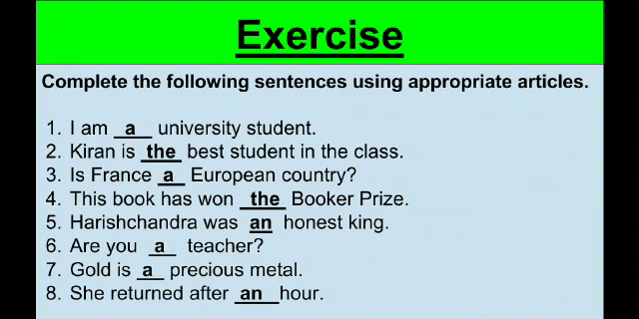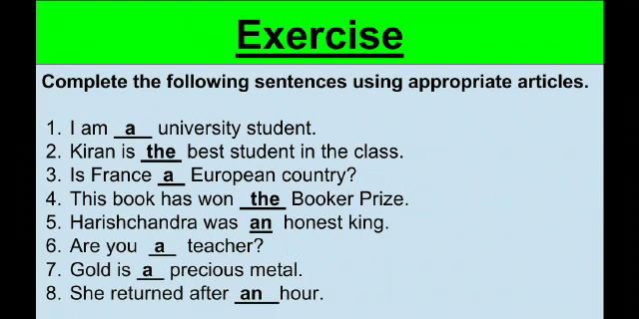Now the fifth sentence: Harishchandra was dash honest king. Here "honest" is producing an "o" sound, not an "h" sound. Harishchandra was dash honest king. So it is a vowel sound. That's why we have used "an" here.